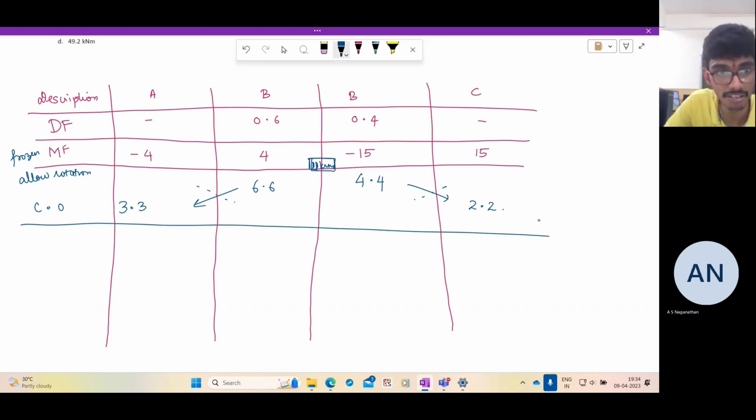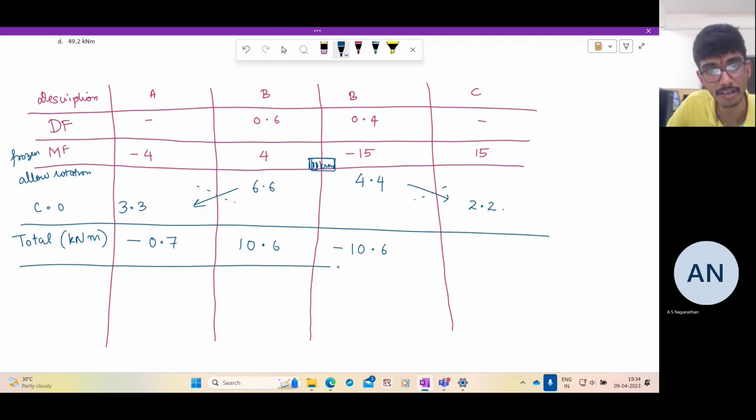So what is the net moment at the joint A? We get it as -4 plus 3.3. The total moment in kilonewton meter is -0.7. At the joint B, it is 4 plus 6.6, which is 10.6 kilonewton meter. And here it is -15 plus 4.4. So it is 15 minus 4.4, which is 10.6, with a negative sign. Note that the joint B is in equilibrium. There are equal and opposite moments in the two spans connected to the joint B. And here we have 17.2.